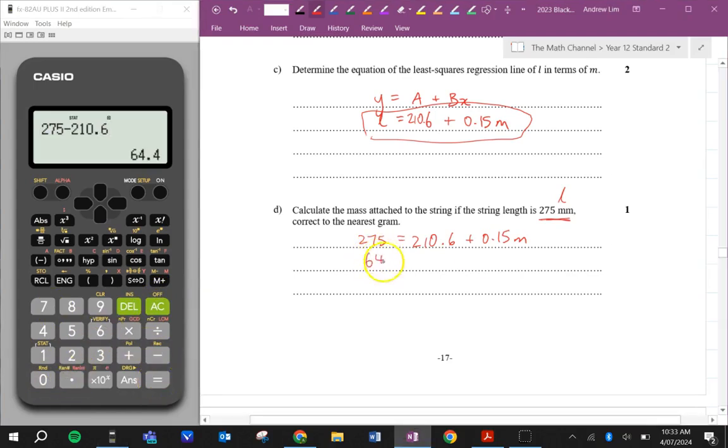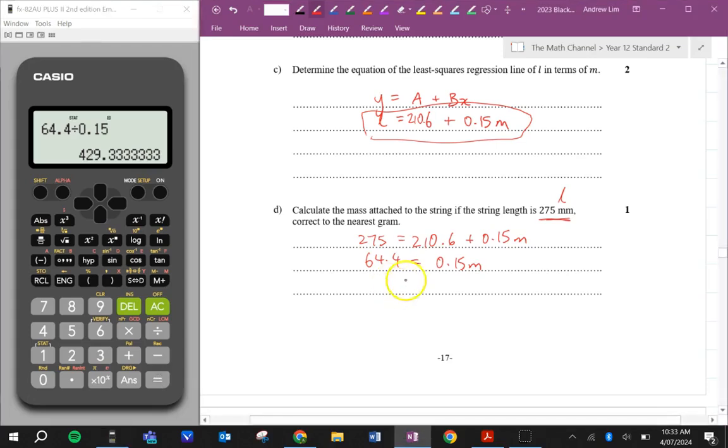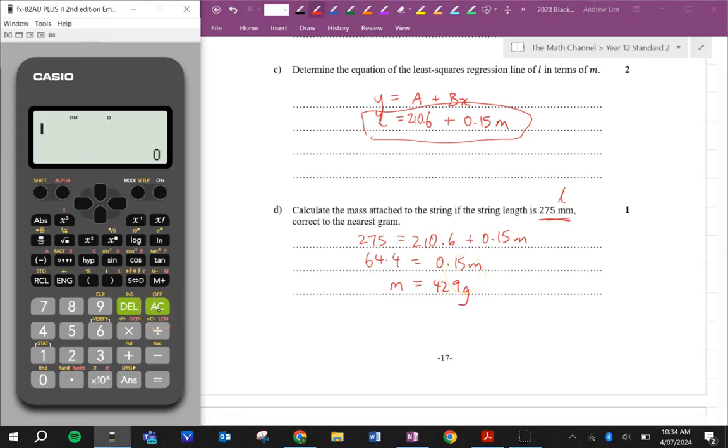64.4. And then I'll divide by 0.15. Let's try it again, 429 grams. Alright, I'm going to put my calculator back into normal mode, so I'm going to press mode and 1.